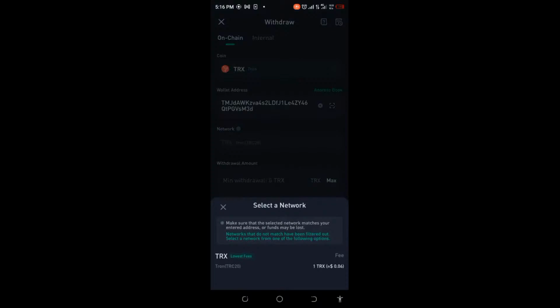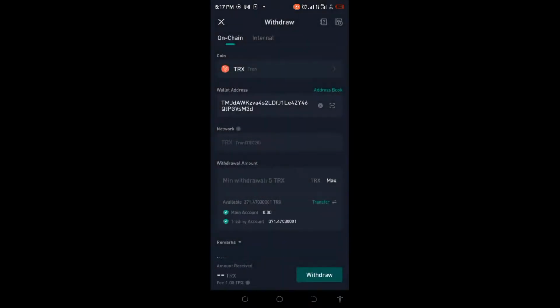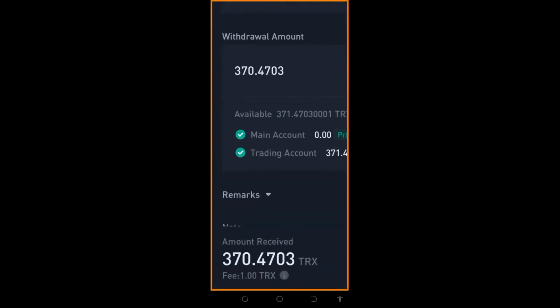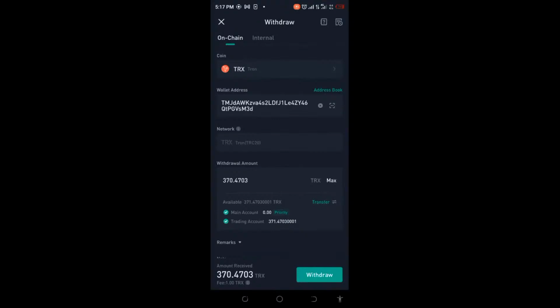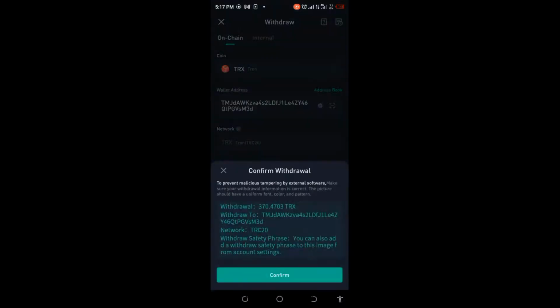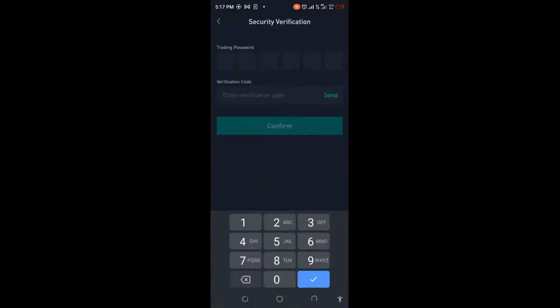The network is TRC20, obviously, and that's 1 TRX. Okay, and then I hope everything is in. Okay, max, everything. Of course, it's going to take its own delivery fee, which is 1 TRX, okay? So that's what it's going to give us. Let's now click on withdraw. Yeah, we're putting in all the verifications and we'll be back.